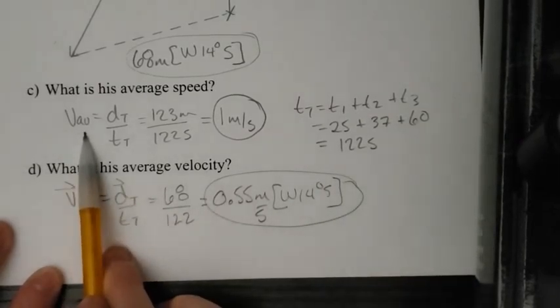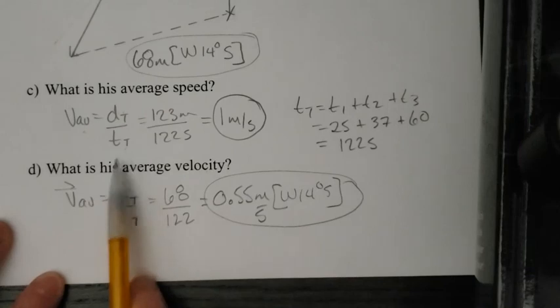So speed is distance divided by time, and velocity is displacement divided by time.